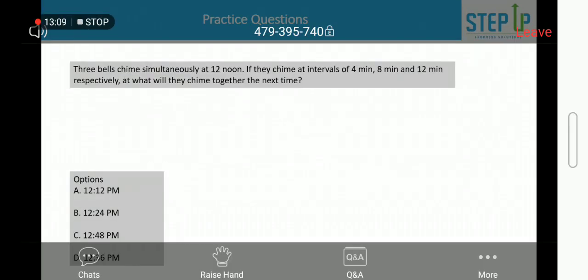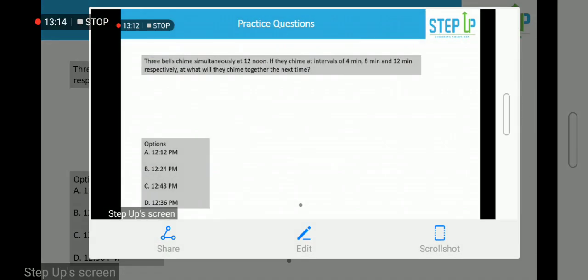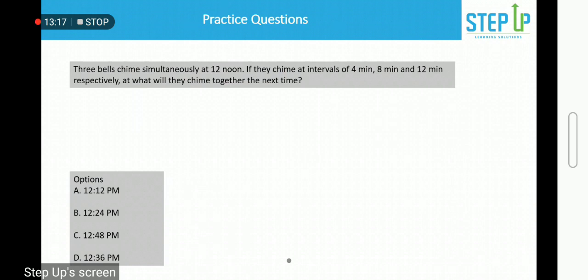It says 3 bells chime simultaneously at 12 noon. Let's say 3 bells rang together. Now the question is, if they chime at intervals of 4 minutes, 8 minutes and 12 minutes respectively, at what time will they chime together the next time? Meaning one bell rings after every 4 minutes, one after every 8 minutes, one after every 12 minutes. And they all three chime together at 12 noon sharp. They are asking when will they chime together the next time? Simple question. Same concept that we have just been doing, it is an application of that same thing.